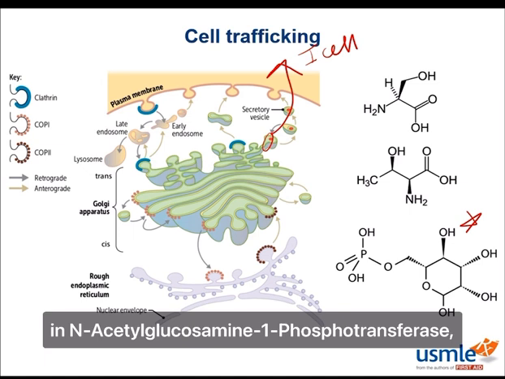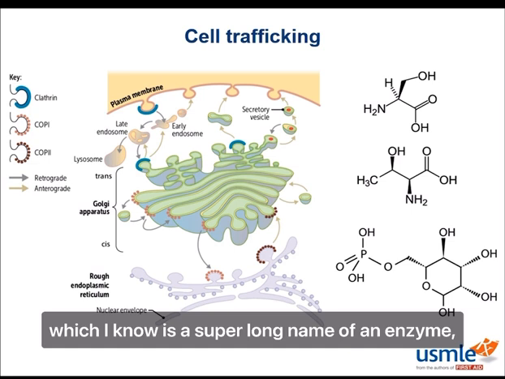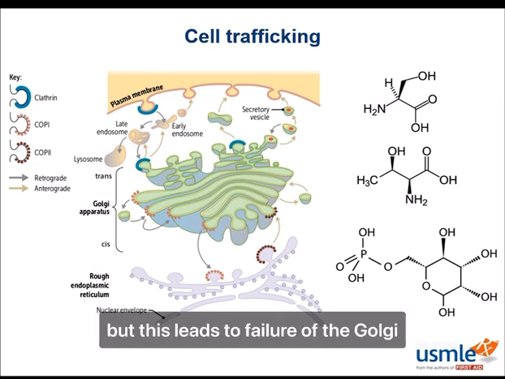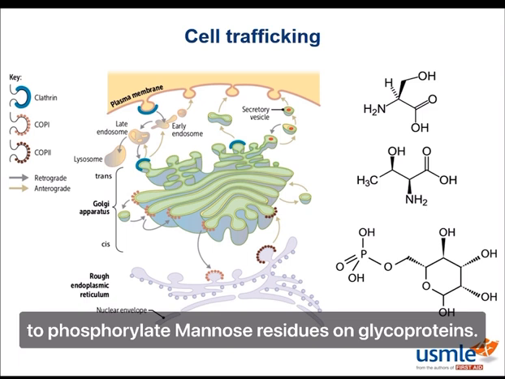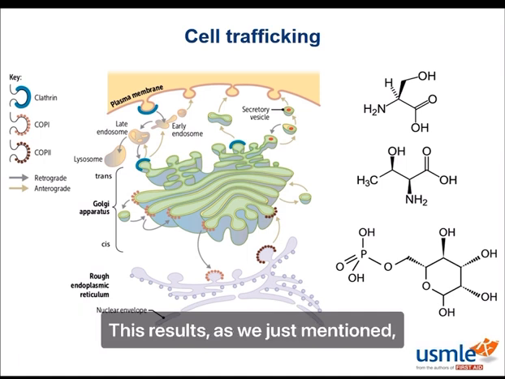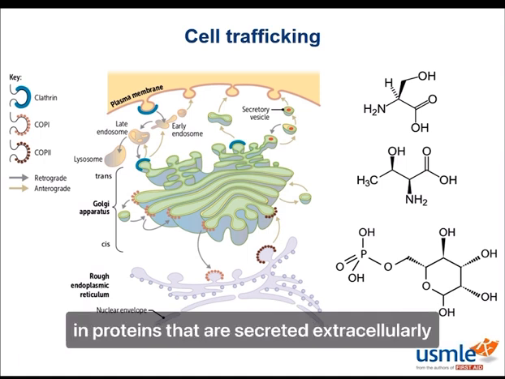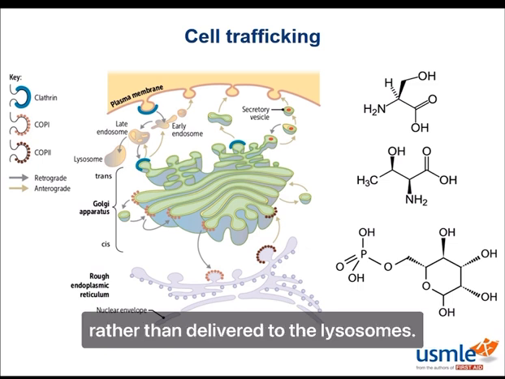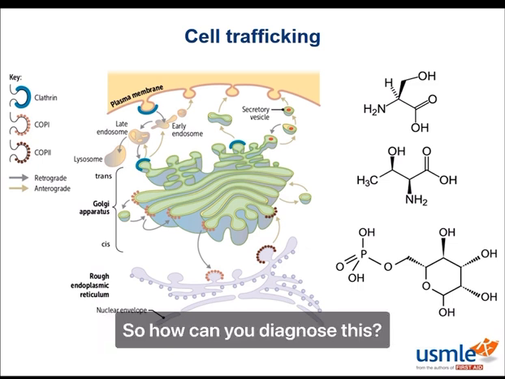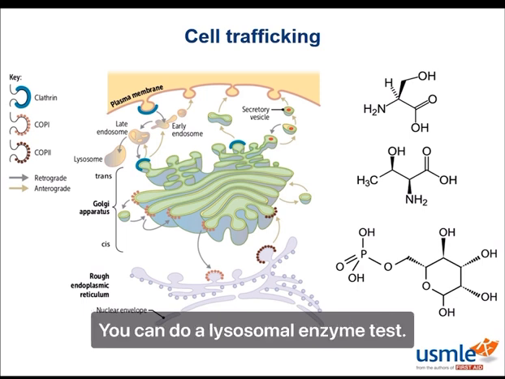N-acetylglucosamine-1-phosphotransferase, which I know is a super long name of an enzyme, but this leads to failure of the Golgi to phosphorylate mannose residues on glycoproteins. This results, as we just mentioned, in proteins that are secreted extracellularly rather than delivered to the lysosomes. So how can you diagnose this? You can do a lysosomal enzyme test.